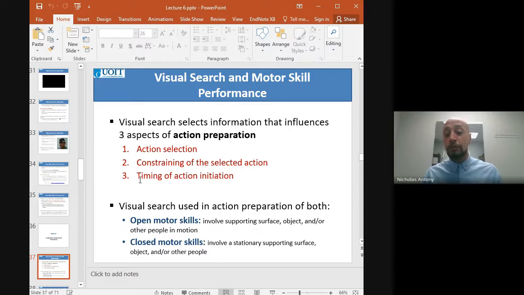And then remember, central vision is very important for timing tasks, for open motor skills, right? We have to move our central vision to the object to get time to contact.